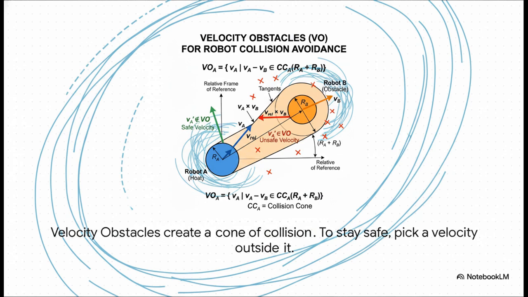So looking at this picture, Robot A doesn't just see Robot B, it calculates what's called a cone of collision. That's what all that math is about. This cone represents every possible speed and direction that would cause a crash. So to stay safe, all Robot A has to do is pick a velocity for itself, any arrow that's outside that cone. It's a lightning-fast, elegant way to dodge things on the fly.